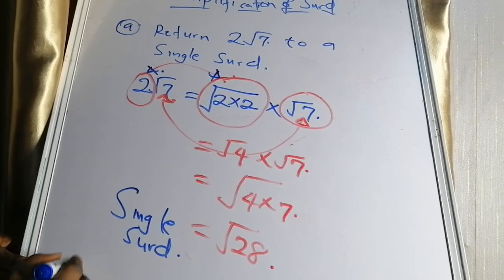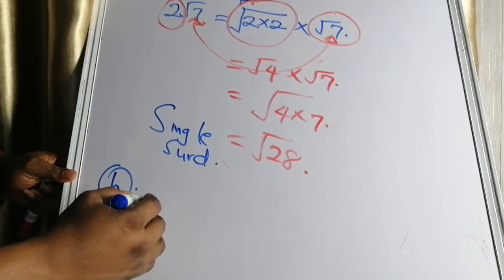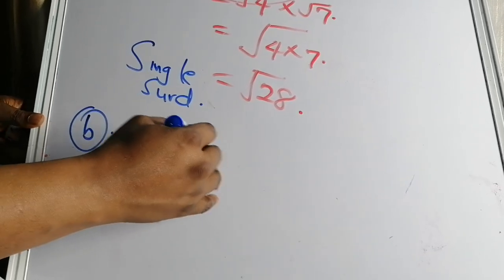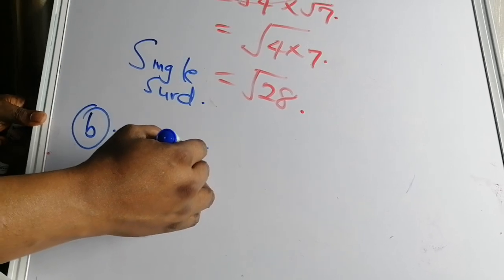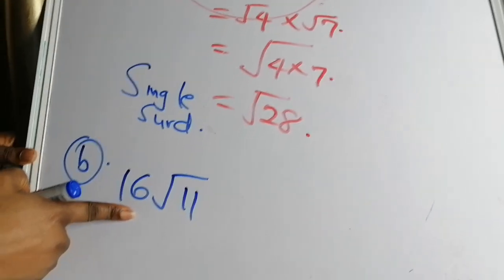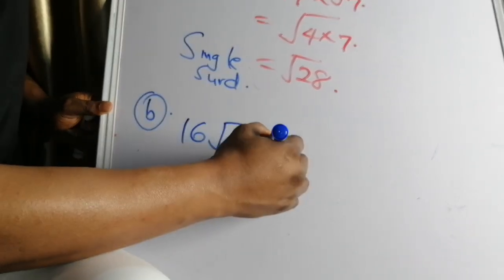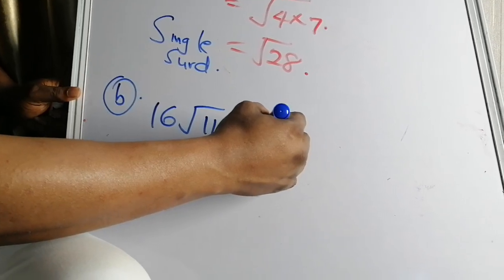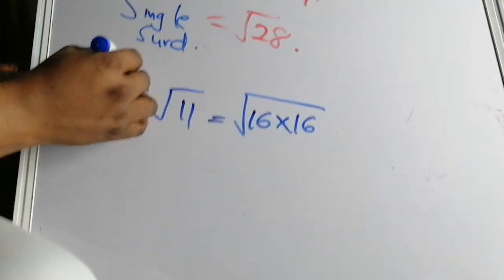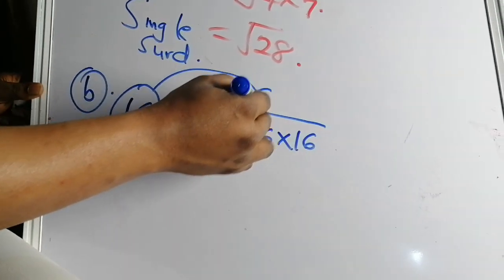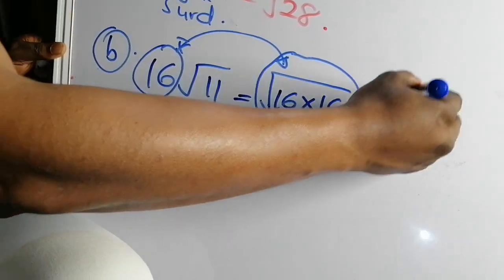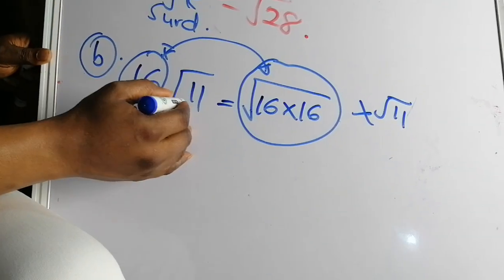I can give you another one. Let's have, let's say, 16 root 11. If they say I should return this one to a single surd, it's the same thing, just follow the same pattern. Just say 16 times 16 square root. So this 16 is the same thing as what we have here. Just bring the root 11 here, which is what we have here.